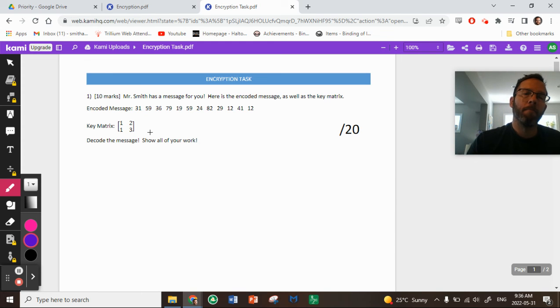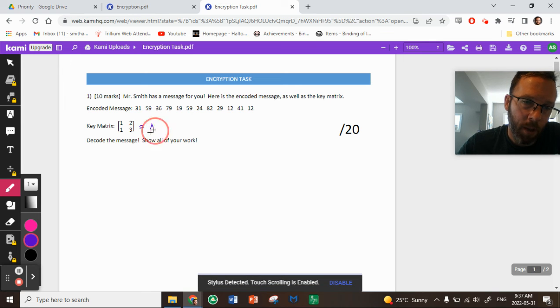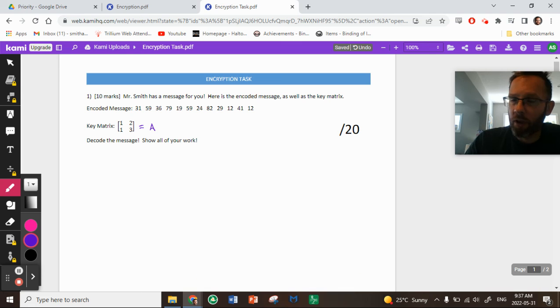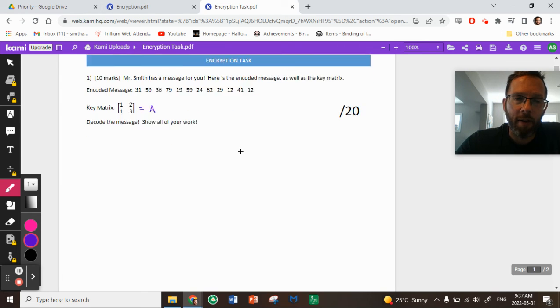In the examples we did, we just called this matrix A. So everybody's decoding the same message. So please try it on your own, but obviously you can check with your friends, and you guys should all get the same message.